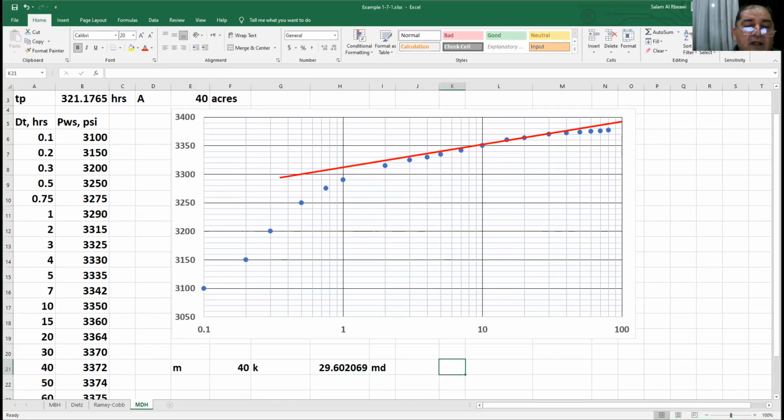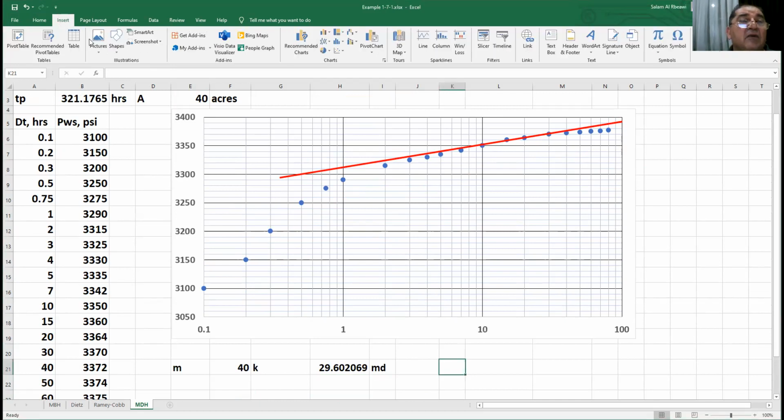Now the procedure says you need to pick any time point. So let me say that we are going to pick, for example, 10. So your time point is 10.